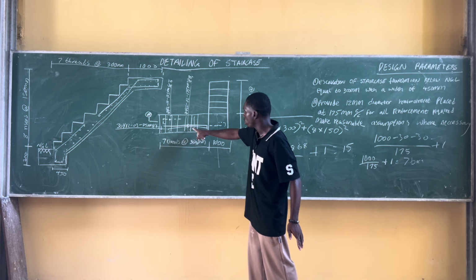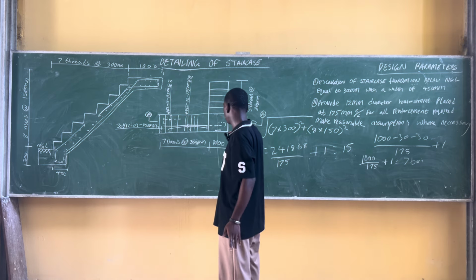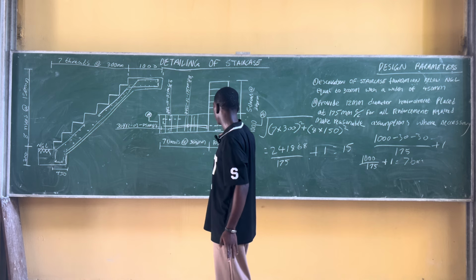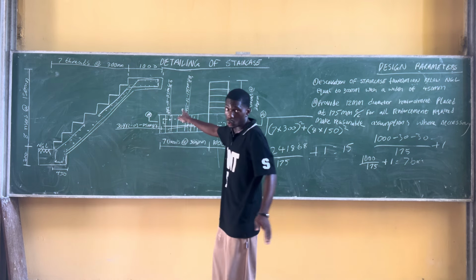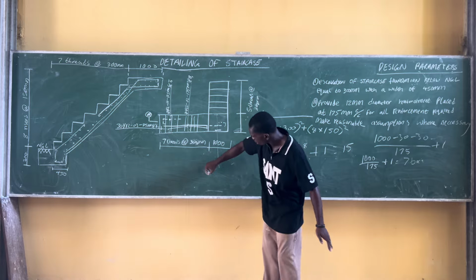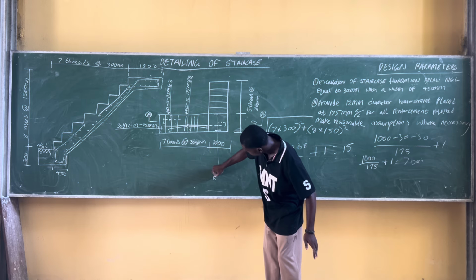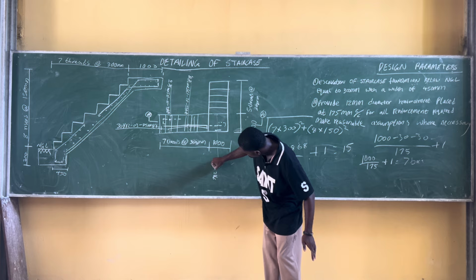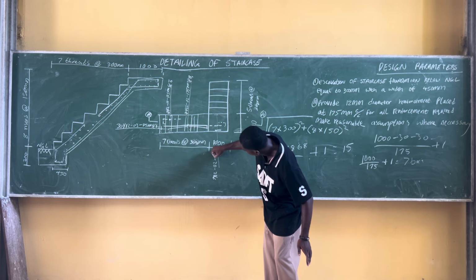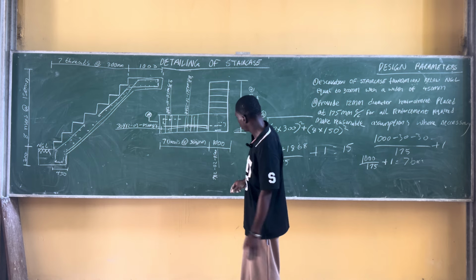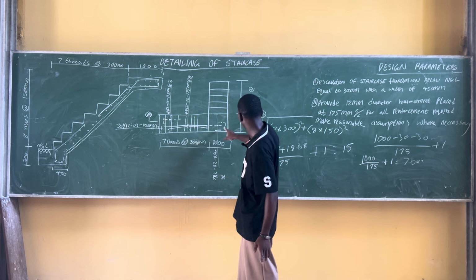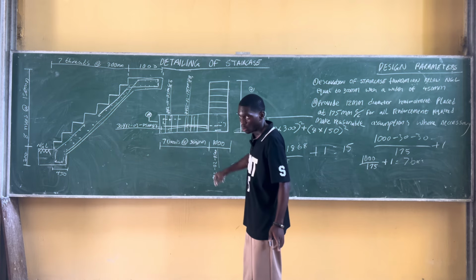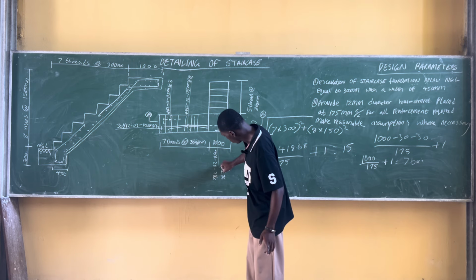What was this again? Bar mark 2. So this will be our bar mark 2. I'll write here, indicate here 7 Y 12 bar mark 2 at 175 mm center to center. This top reinforcement is T1. So I'll put here T1.